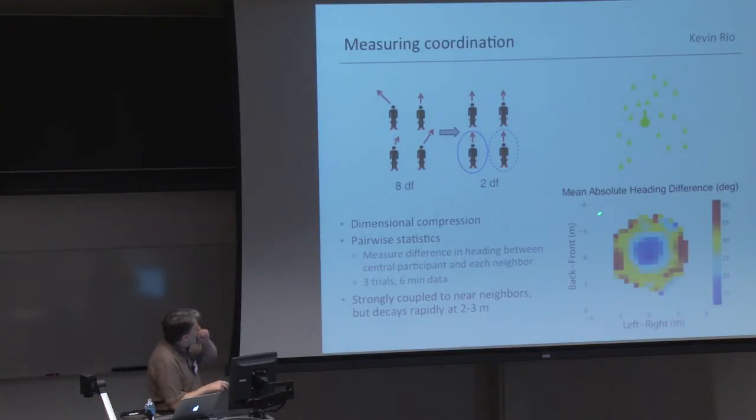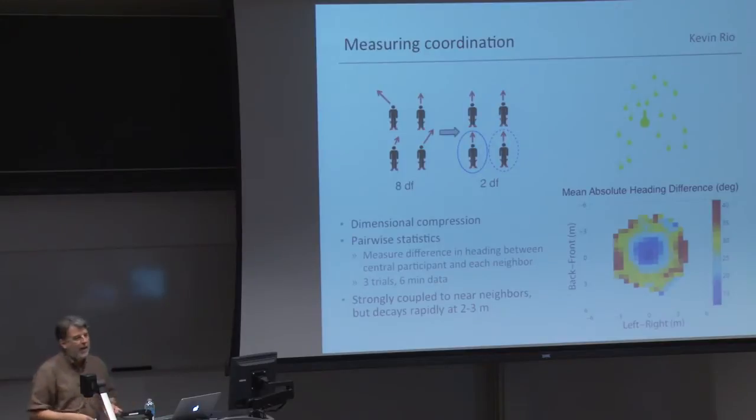So this is for a total of 6 minutes of swarming data. We look at the individual in the center of the crowd and measure these pairwise heading differences between all other members, and then average them over this giant set of data. And essentially what you see is that central person is strongly coupled to its near neighbors. But about 2 to 3 meters away, that coupling strength dramatically weakens. So there's a strong local coupling that falls off at about 2 to 3 meters. So you're coupled weakly to your distant neighbors.